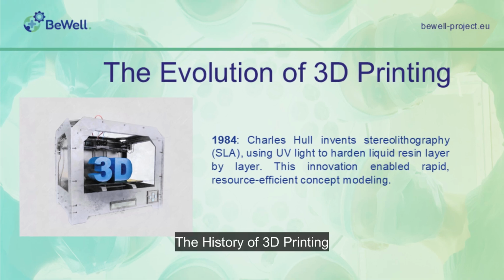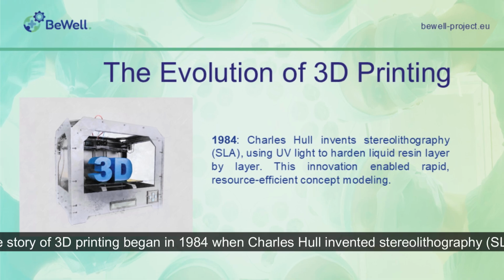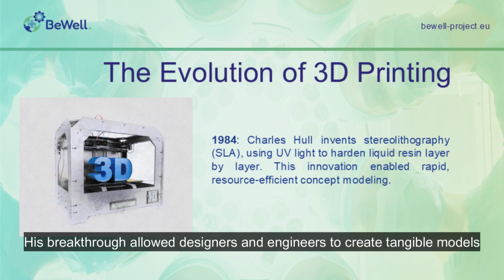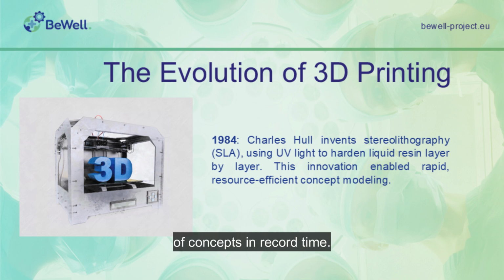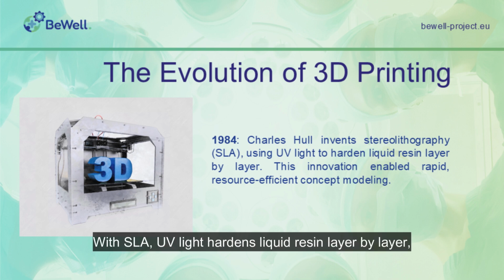The history of 3D printing. The story of 3D printing began in 1984 when Charles Hull invented stereolithography, SLA. His breakthrough allowed designers and engineers to create tangible models of concepts in record time. With SLA, UV light hardens liquid resin layer by layer, enabling quick iterations that save time and resources.